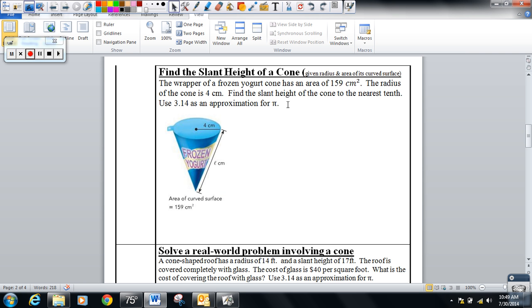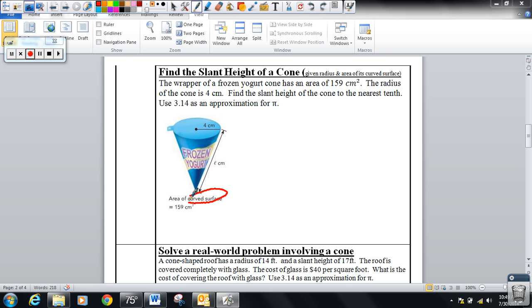If I look here then, we are looking at the cone. It says the wrapper of a frozen yogurt cone has an area of 159 square centimeters. The radius of the cone is 4 centimeters. Find the slant height of the cone to the nearest tenth. So if I look here, it says the wrapper only of the frozen yogurt cone has an area of 159 square centimeters. So I'm going to use, it's just the lateral surface area is equal to 159 because it's talking about the curved surface only.